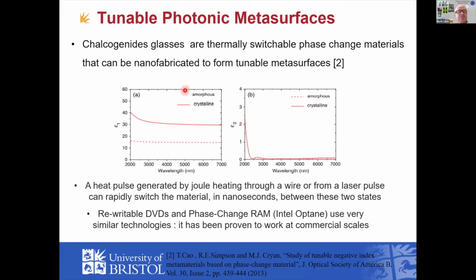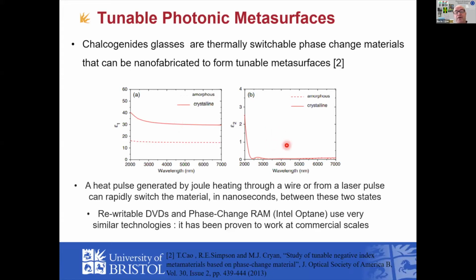But here's what's interesting about these particular types of glasses: you can radically change the electromagnetic properties of them. So this is the dielectric constant, the real part, and the imaginary part. When it changes between these two states, amorphous and crystalline, you can go from a dielectric constant of about 15 and switch it up to about 35. So a huge change in its electromagnetic behavior, if you like.